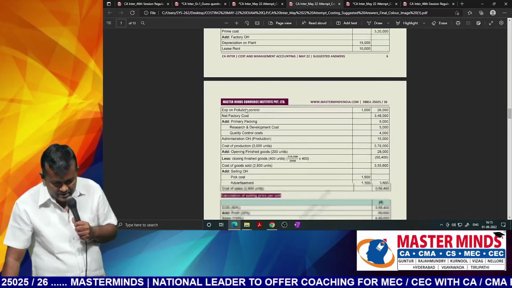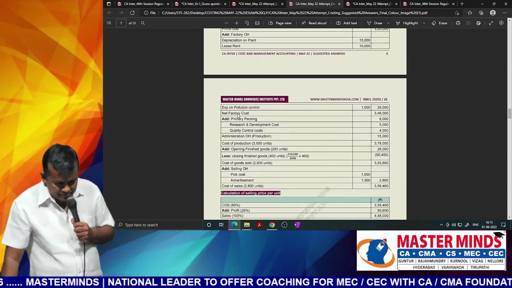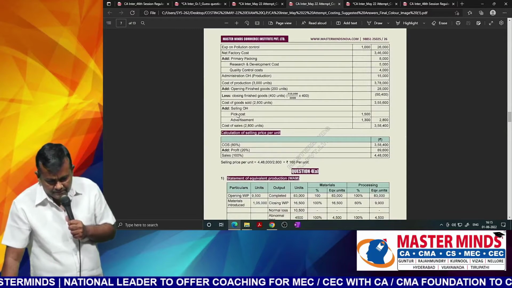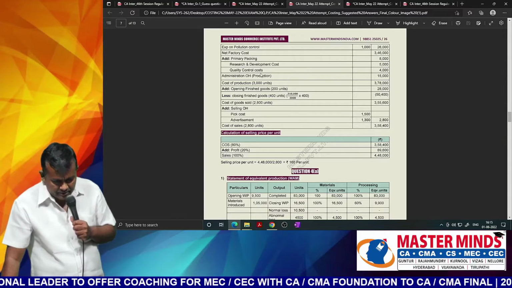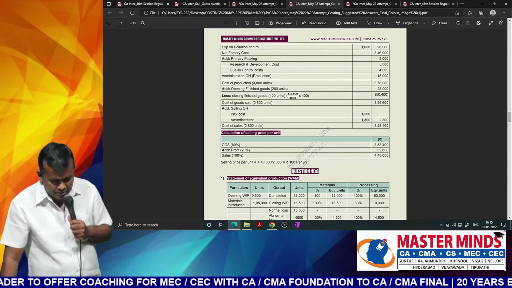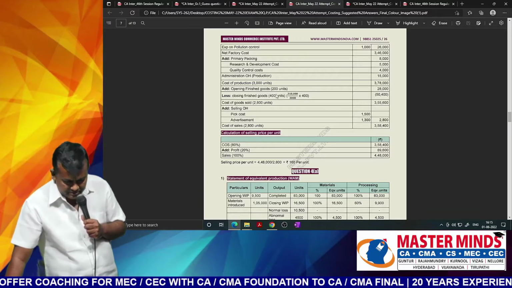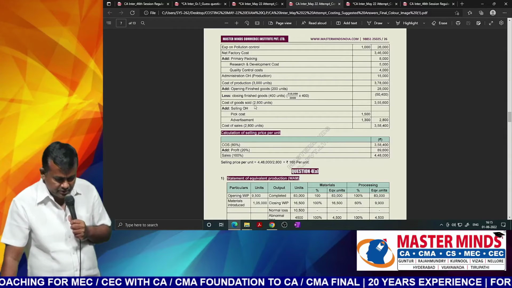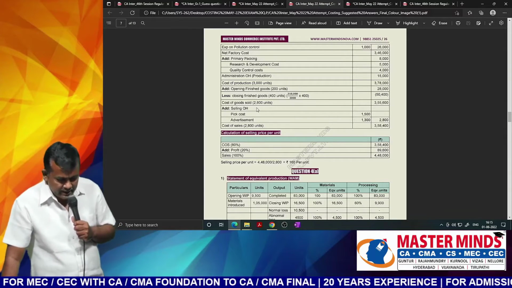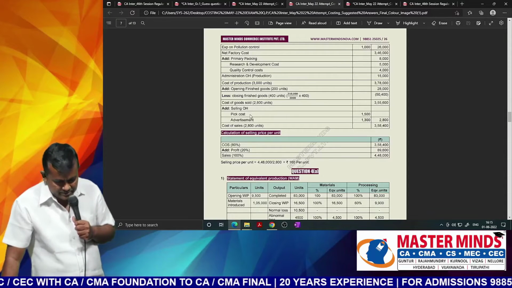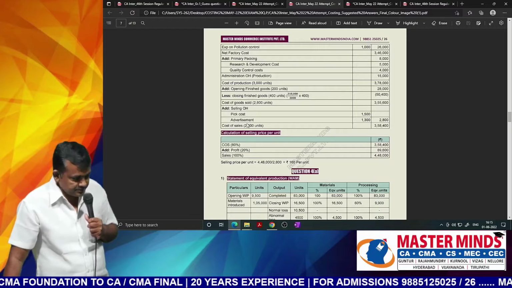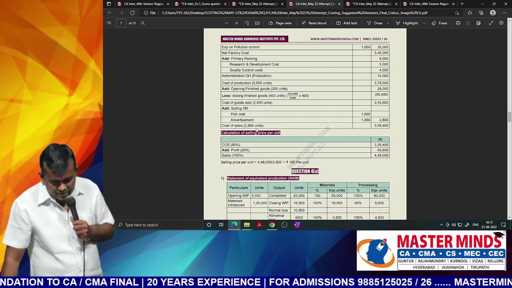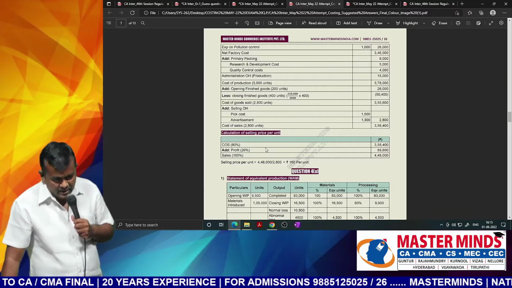Depreciation on plant, lease rental charges, expense on pollution control. So next, net factory cost. Primary packing, research and development, quality control, administrative related to production. We get cost of production for 3,000 units. Adjust the inventory levels relating to finished goods. We get cost of goods sold. Next, add selling overheads. Next, packing cost, secondary packing cost. Next, advertisement. So finally, cost of sales. Here cost of sales ready.